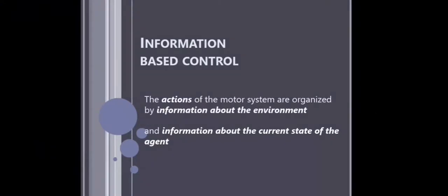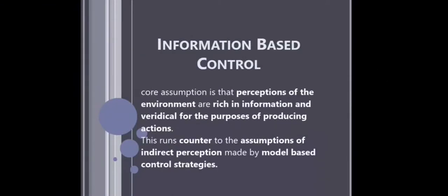Okay? Information-based control: the actions of the motor system are organized by information about the environment and also information about the current state of the agent. So the core assumption of information-based control is that perceptions of the environment are rich in information and veridical for the purposes of producing actions. This runs counter to the assumptions of indirect perception made by model-based strategies.